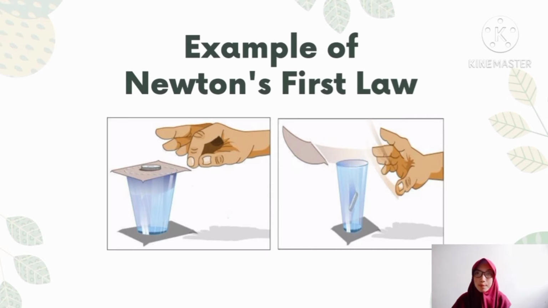This is an example of Newton's first law. It's the coin experiment. The coin has inertia, meaning it really wants to stay in one place. If you move the coin slowly, it isn't fast enough to overcome the force. But if you flick it quickly, the coin stays in one place and then drops into the cup. Remember that an object at rest will remain at rest.